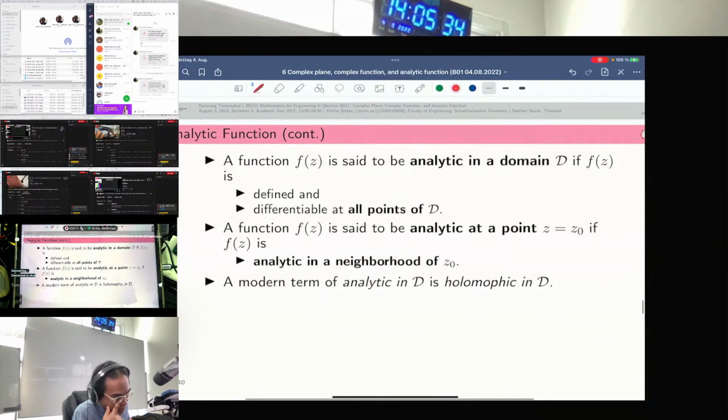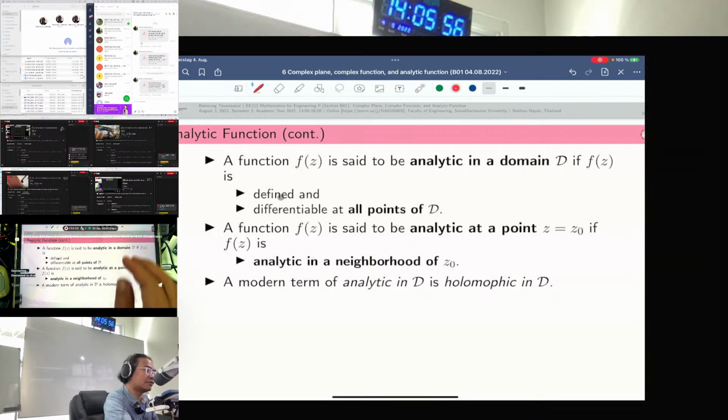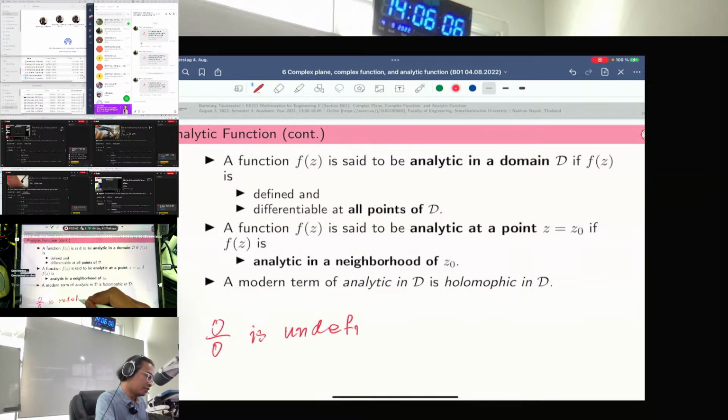We need to talk about the analytic function. Okay, what is an analytic function? A function is said to be analytic in a domain D if f of z is defined. What is the meaning of defined? It means the function can be evaluated. Okay. For example, the one that is undefined is something like 0 by 0. Okay, it is undefined.